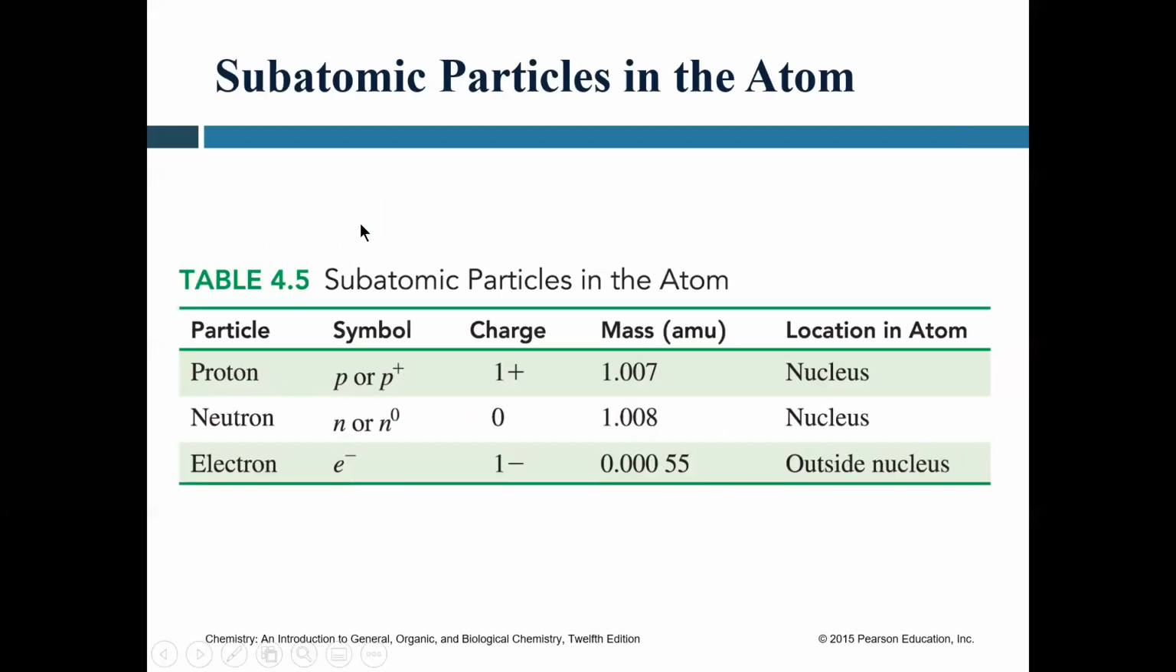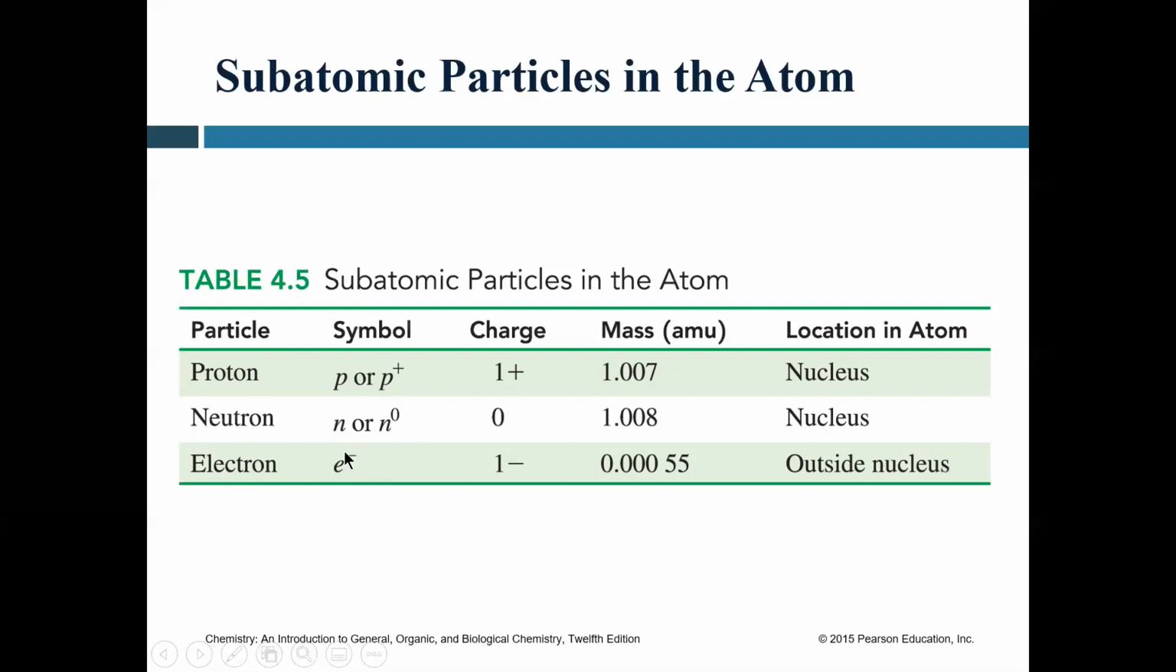So, some of the subatomic particles we talked about: the proton, which sometimes is written as a P or a P with a little plus. It has a 1+ charge, its mass is roughly 1 AMU, and its location is the nucleus. A neutron. Neutrons are similar to protons in that they are in the nucleus. They have the same size, but they don't have a charge. We write neutron as N, or sometimes it's written as N with a little 0, the 0 meaning that it doesn't have a charge.